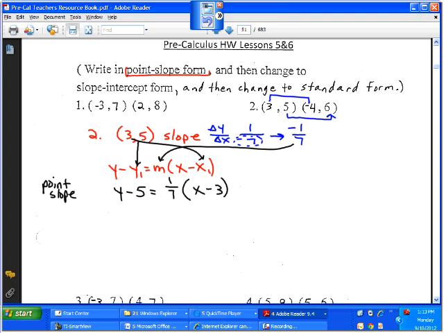The next thing they've asked us to do is change it into slope-intercept form. Slope-intercept form doesn't have parentheses and the y is by itself. To get rid of the parenthesis problem, we distribute. So we're going to have y minus 5 is equal to 1/7 x minus 3/7. Understand so far?